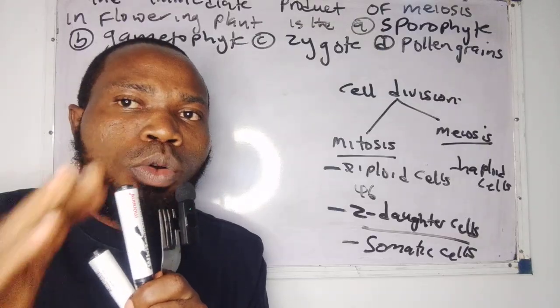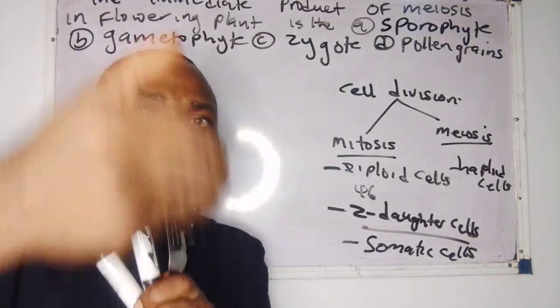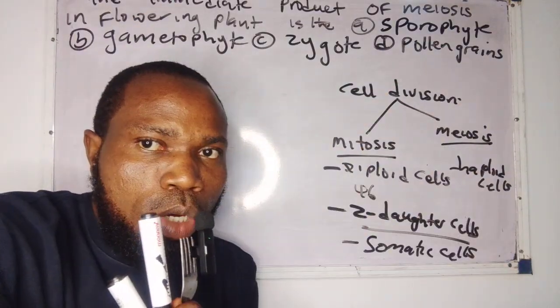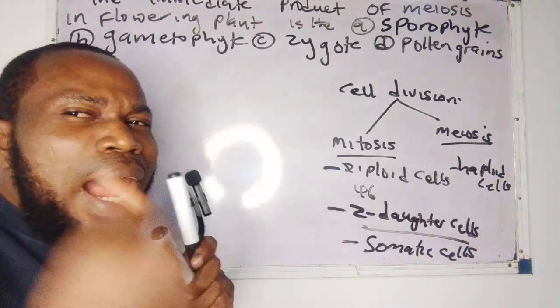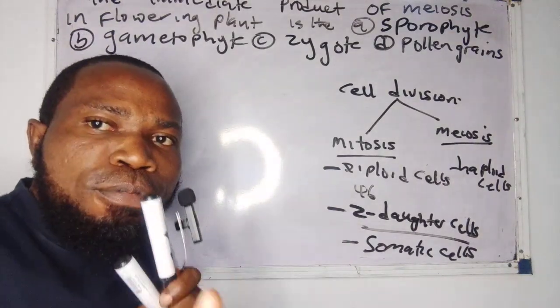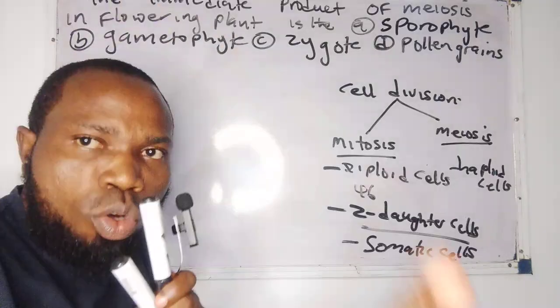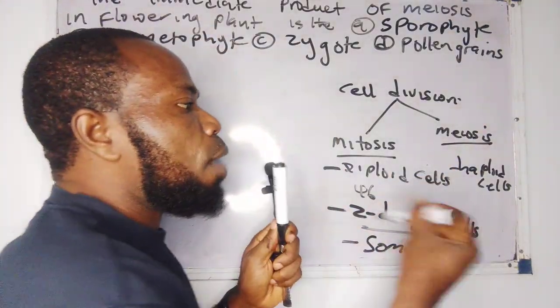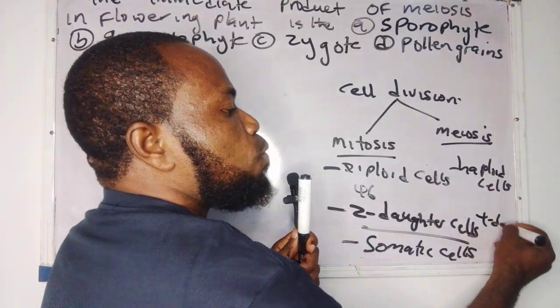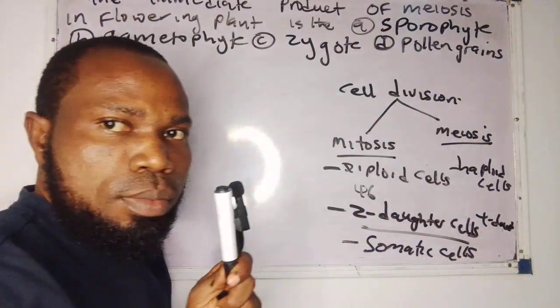Haploid cells are cells that contain half the amount of chromosomes as in the parent cell. Now you can ask yourself, how many daughter cells are formed from a single meiotic division, that is, after meiosis? Meiosis produces a total of four daughter cells.